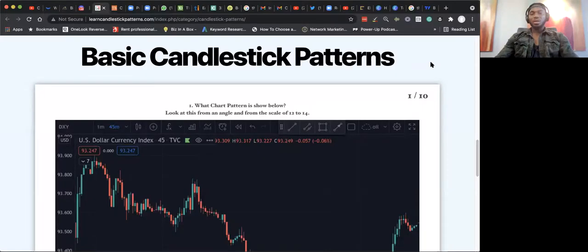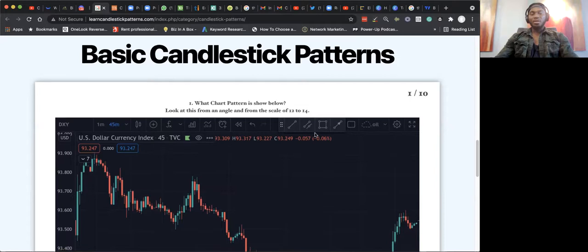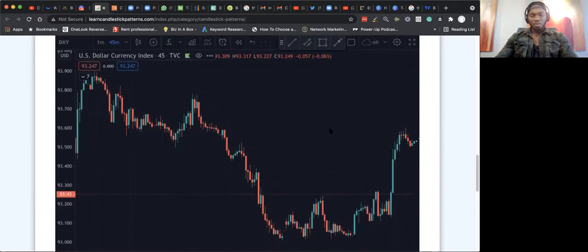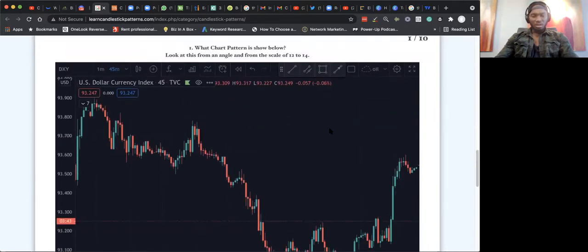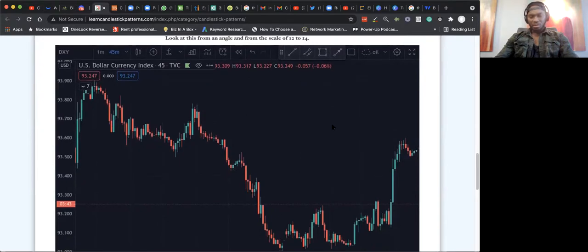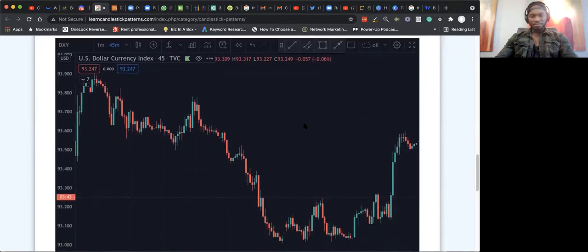We'll look at some basic charting patterns, okay? Basic candlestick patterns. What chart pattern is shown below? Look at this from an angle and from the scale of 12 to 14. So we're looking at a chart here. It's a 45-minute chart of the DXY.